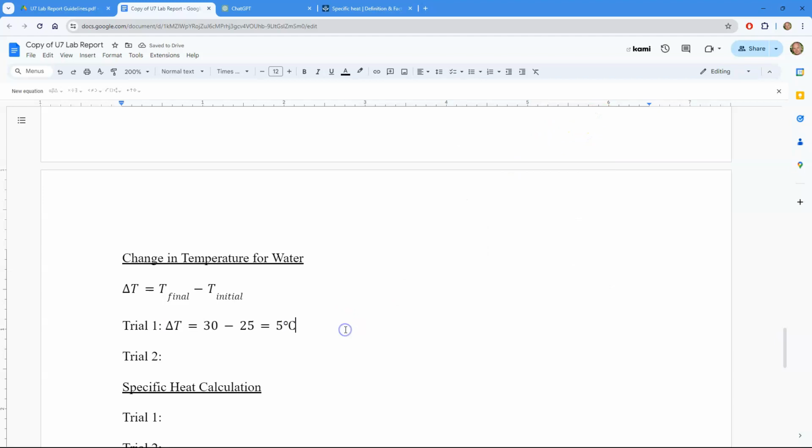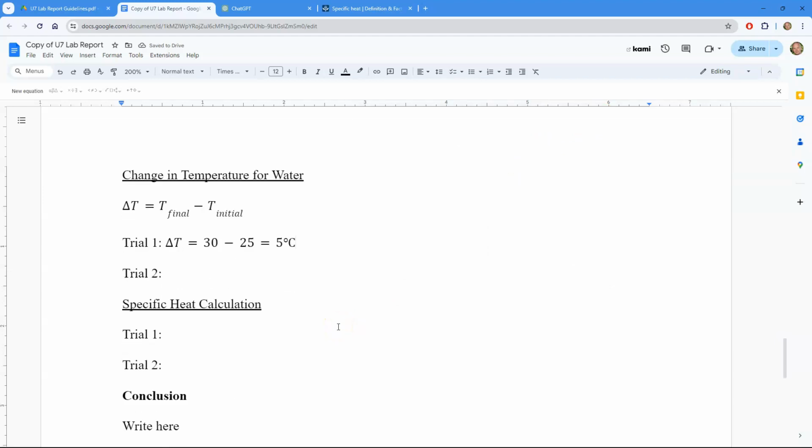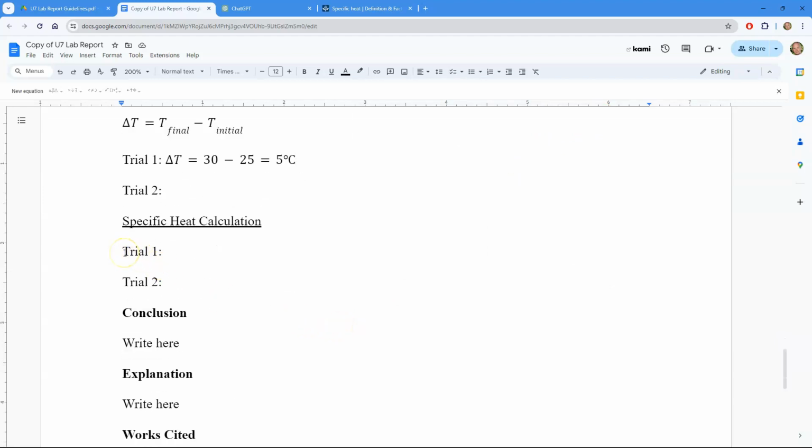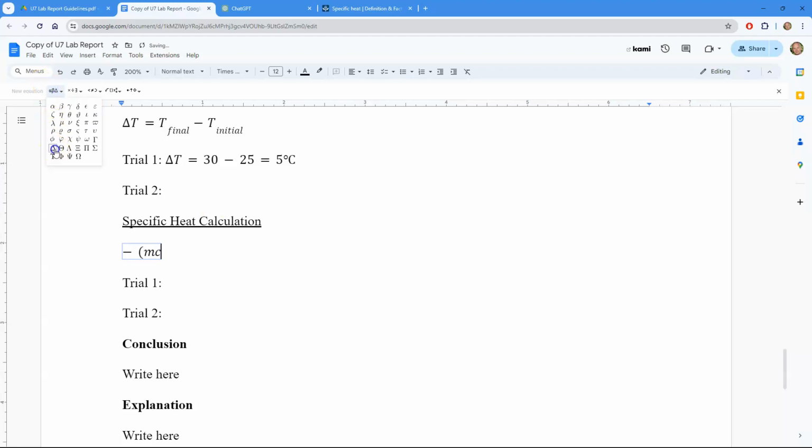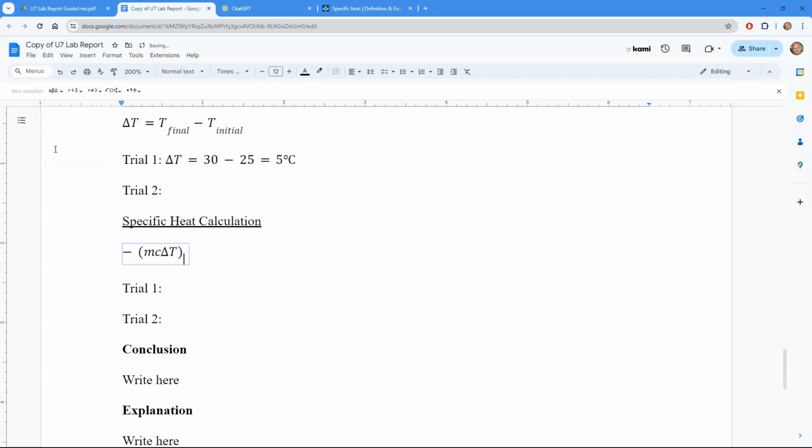Just like that. Okay? All right, specific heat calculation. So this one's a little bit more complicated. So let's insert our equation. Our equation for specific heat is going to be minus, parentheses, MC delta T, and this is going to be for the metal. That's going to be equal to MC delta T for the water.